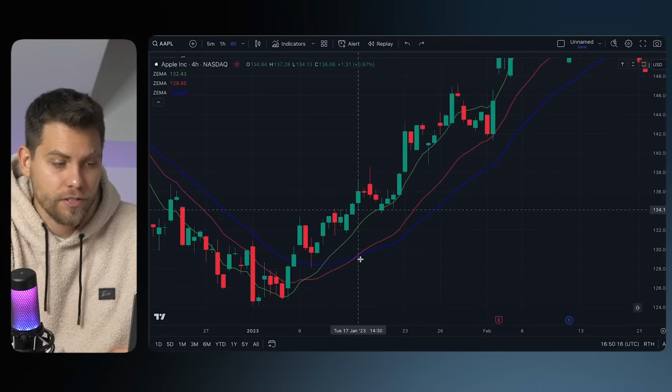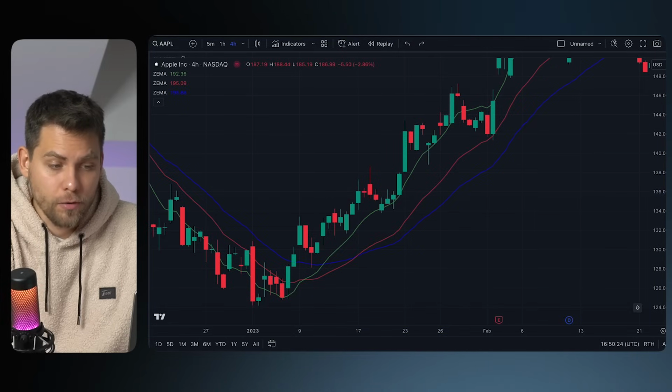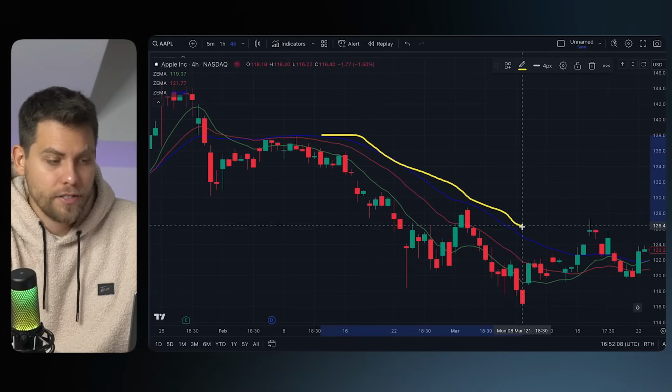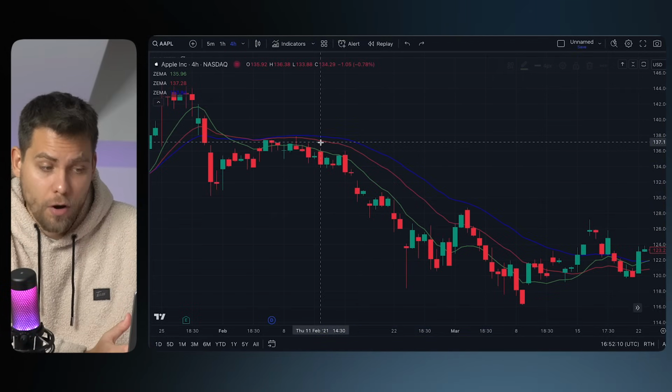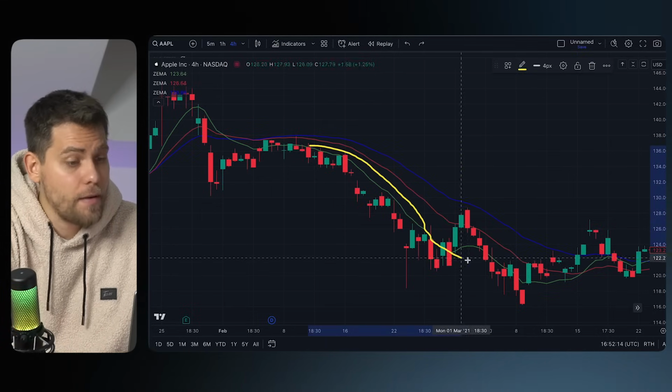If the lines are ordered like this, green on the top, red in the middle and blue on the bottom, it means a bullish trend. If they are ordered like this, blue on the top, red in the middle and green on the bottom, it means a bearish trend.